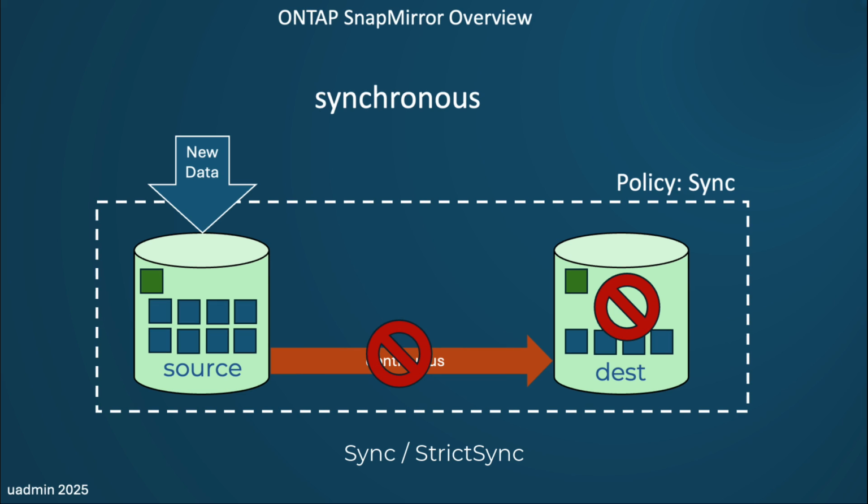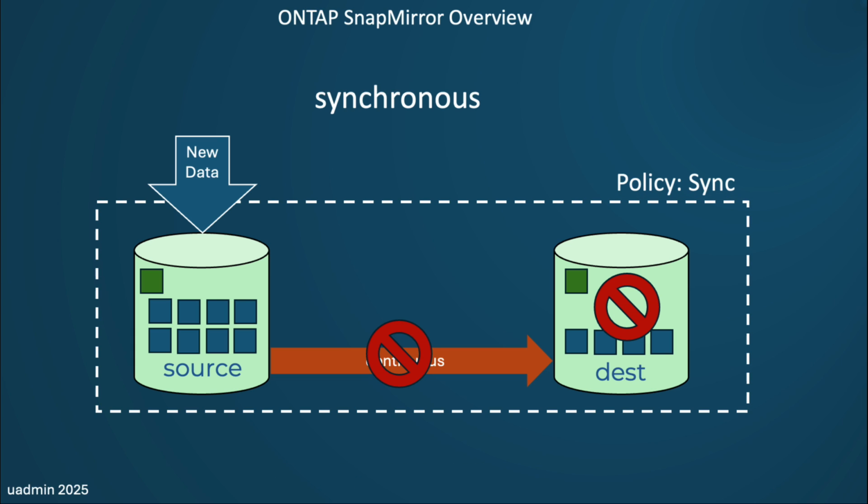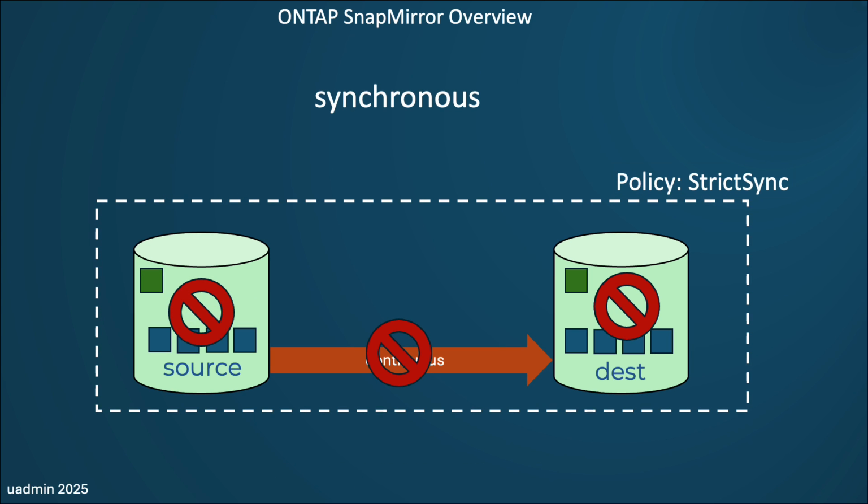With the sync policy, if the destination fails or is unavailable because of a network outage, the source will allow I/O from the client. So this is like a synchronous relationship with regards to reads and writes to the source. But of course, since the destination does not receive the data, there is no more zero data loss. If you demand zero data loss, you should use the strict sync policy.